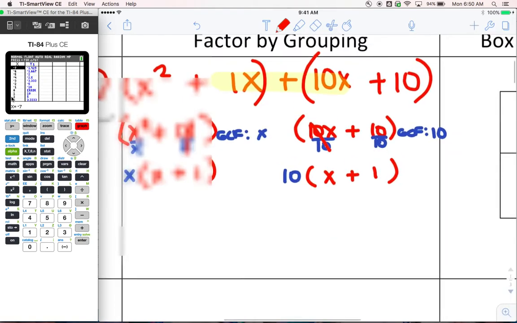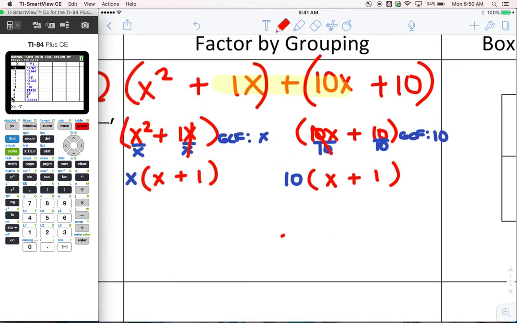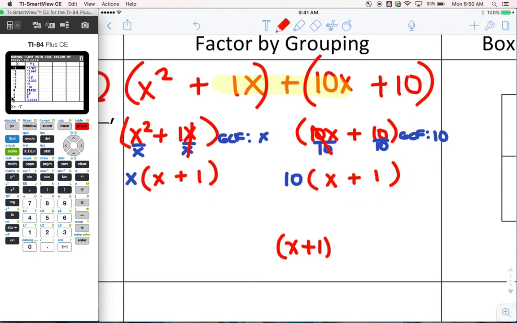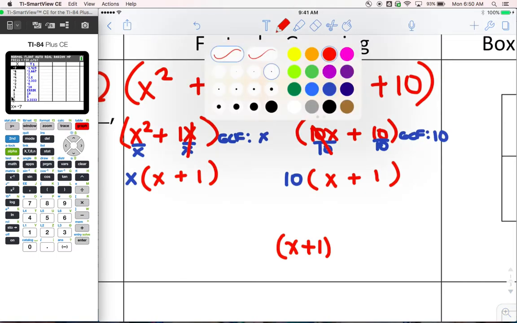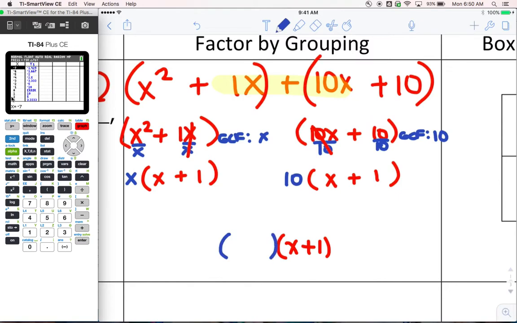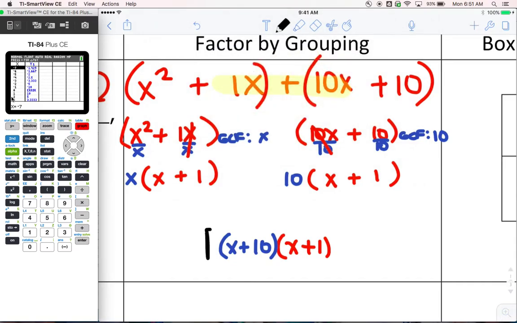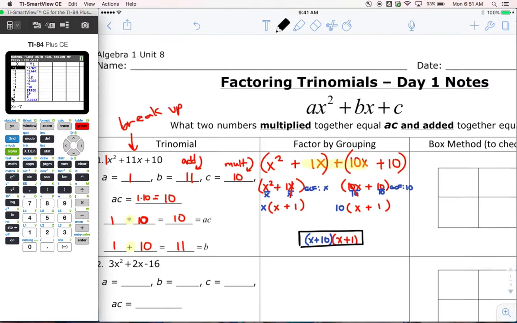So last but not least, my x plus 1 is one of my groups because I had those turn out for both. That should happen. Remember, guys, that's like half the point of doing this. My other group is created by the GCFs I took out, the blue terms. So in this case, x and 10. So we got an x and a positive 10. That is my factored form here. So I got x plus 10 and x plus 1.